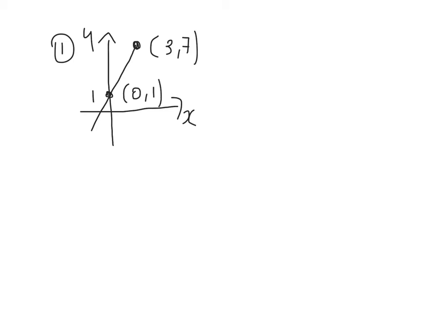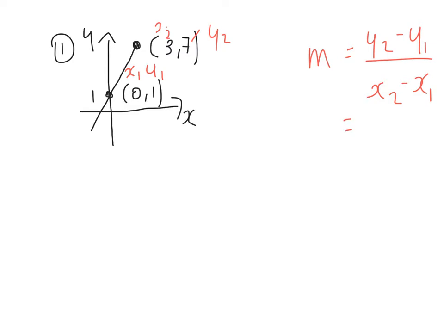What I can do now is label that as the first x coordinate and that is the second x coordinate. 1 is the first y coordinate and 7 as the second y coordinate. Remember that the gradient is y2 minus y1 over x2 minus x1. So that's 7 minus 1 over 3 minus 0.